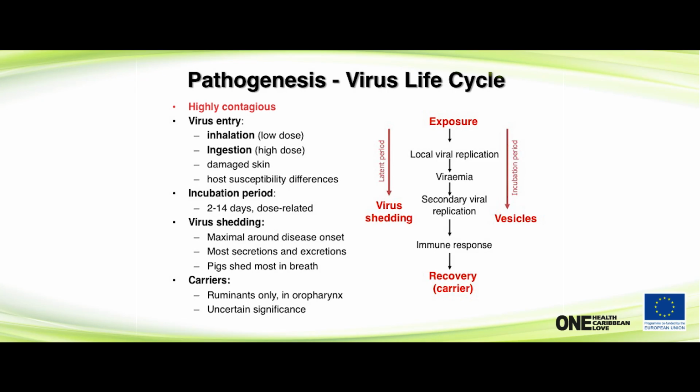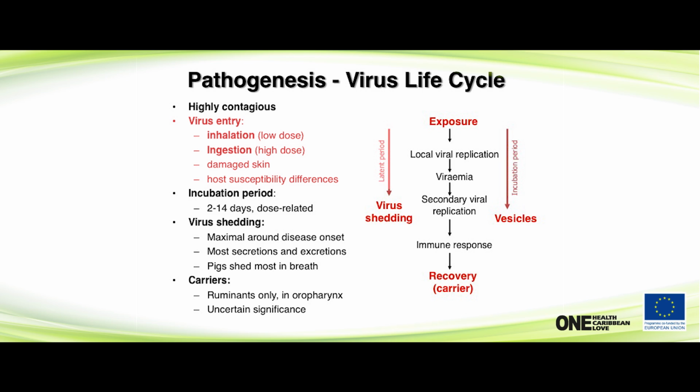So the life cycle of the virus is, first of all, to say it's a very contagious disease. It's famously described as one of the most contagious diseases known, and this is especially by the route of inhalation. So in cattle, it is estimated that an animal can be infected by a single particle. In fact, the likelihood of infecting a cow with a single particle of FMDV is about 1 in 200.